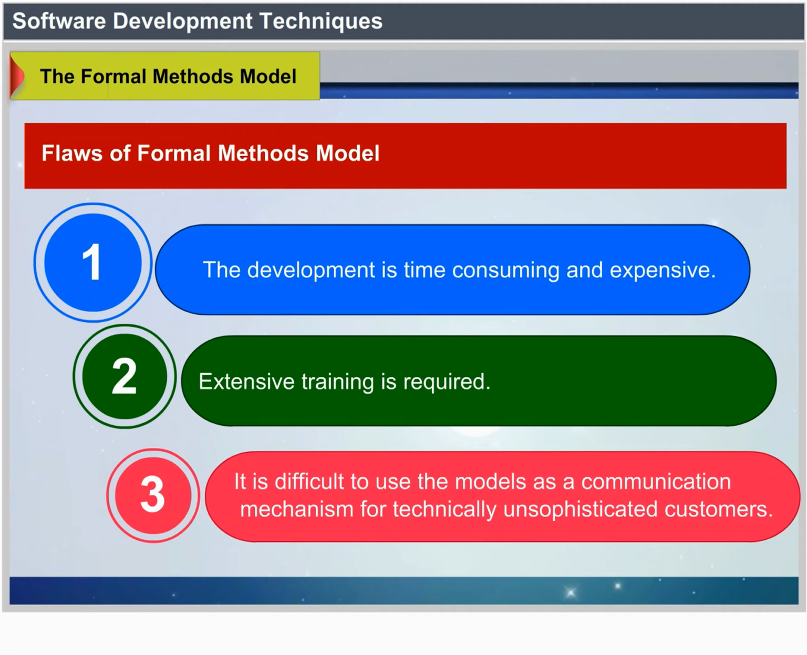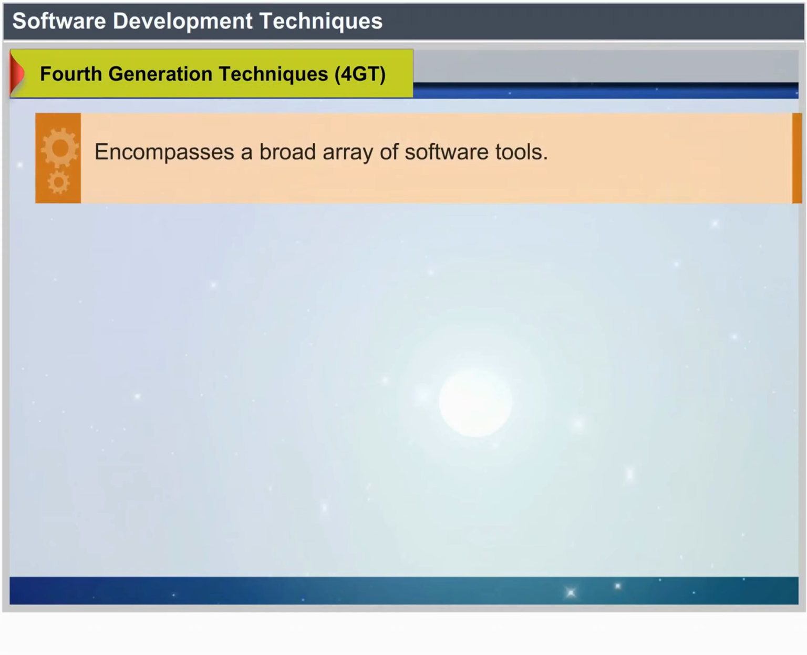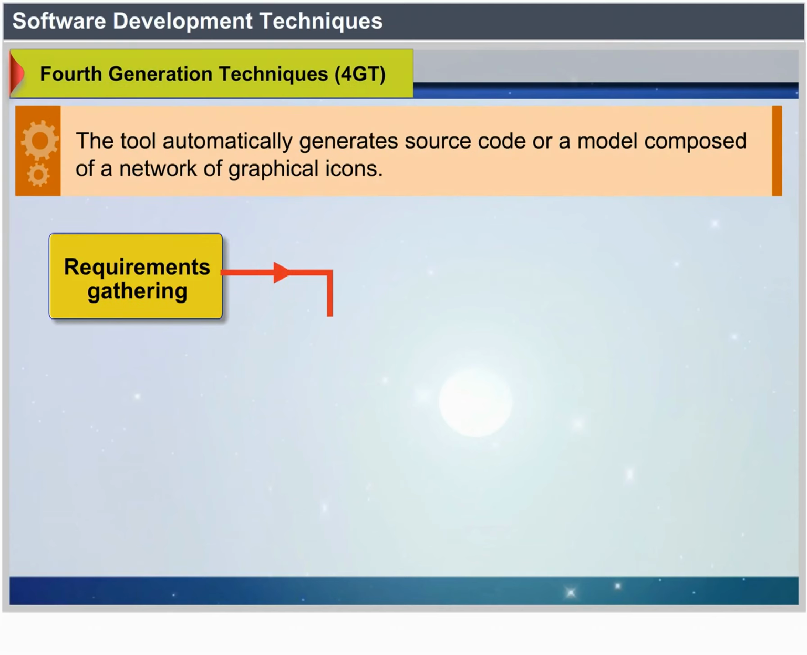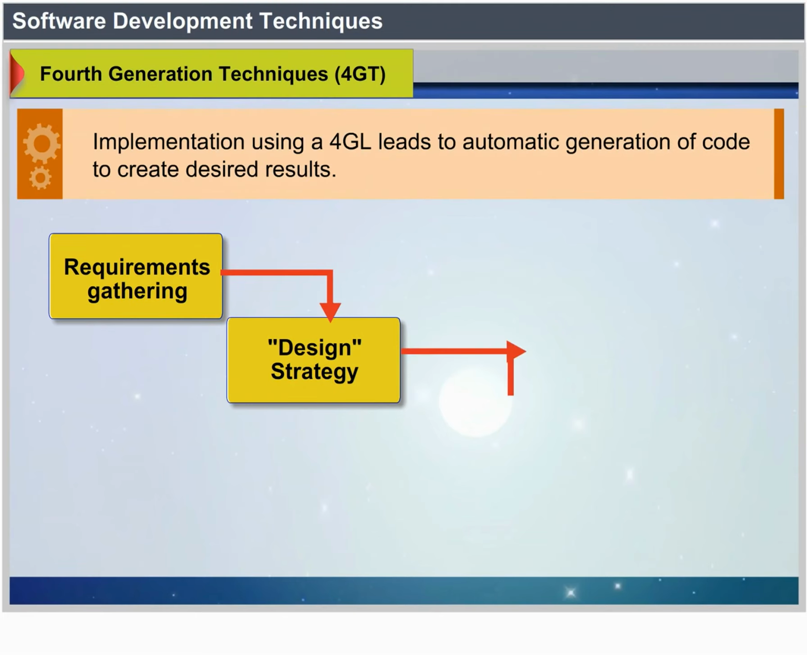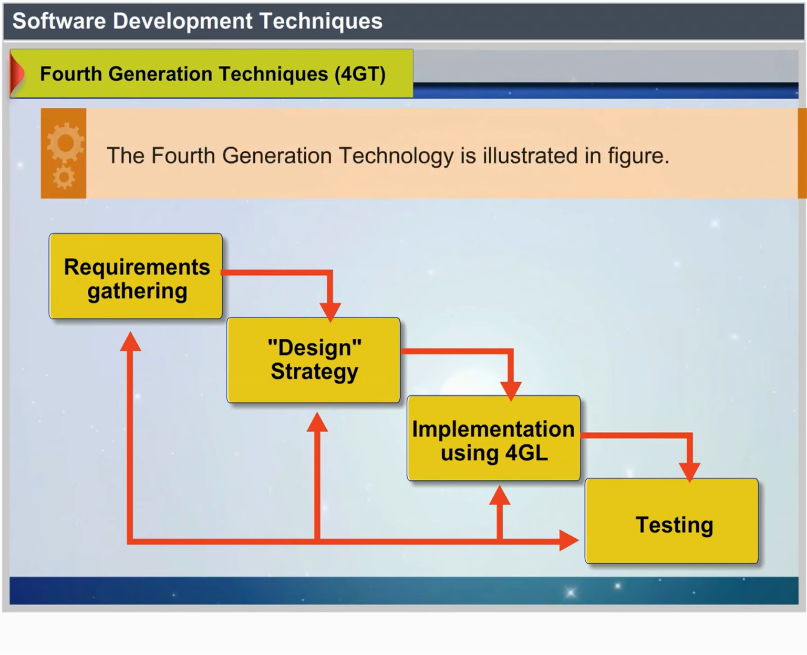Fourth generation techniques, 4GT, encompasses a broad array of software tools. The tool automatically generates source code or a model composed of a network of graphical icons. Implementation using a 4GT leads to automatic generation of code to create desired results. The fourth generation technique is illustrated in the figure.